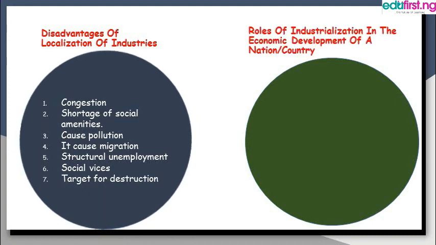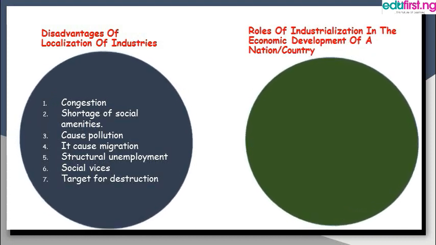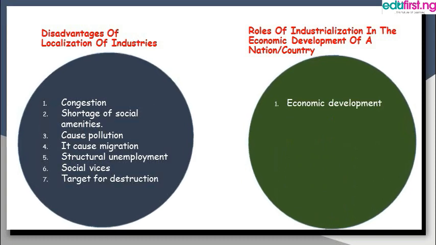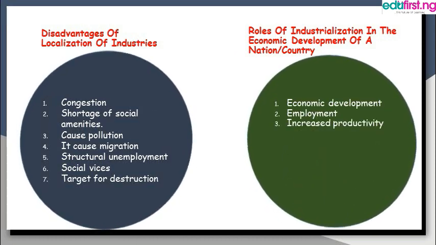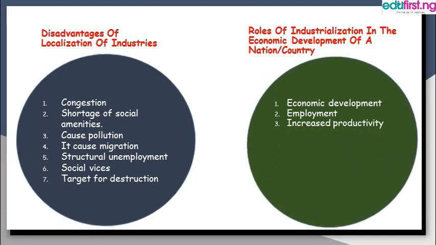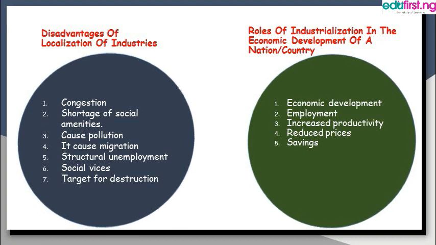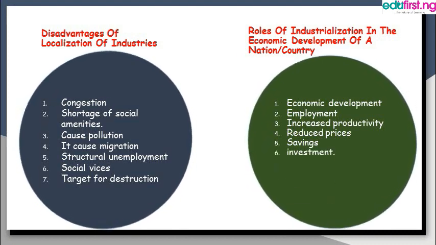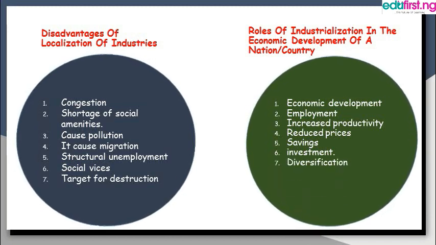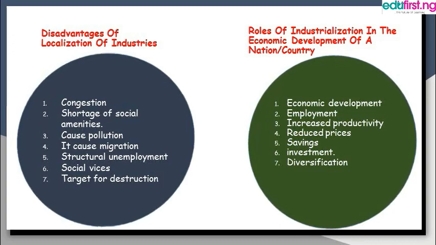Now let's see the roles of industrialization in the economic development of a nation or country. Number one is economic development. Number two is employment. Number three is increased productivity. Number four is reduced prices. Number five is increased savings. Number six, increased investment. And number seven, the diversification of the economy.